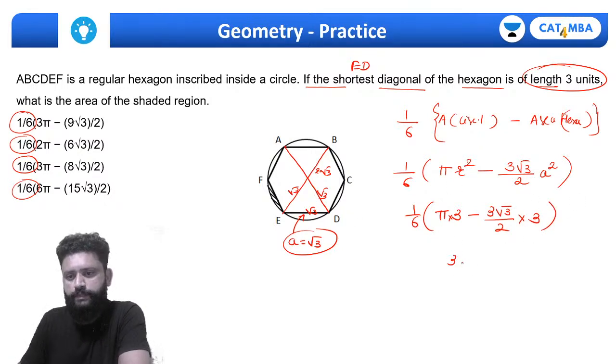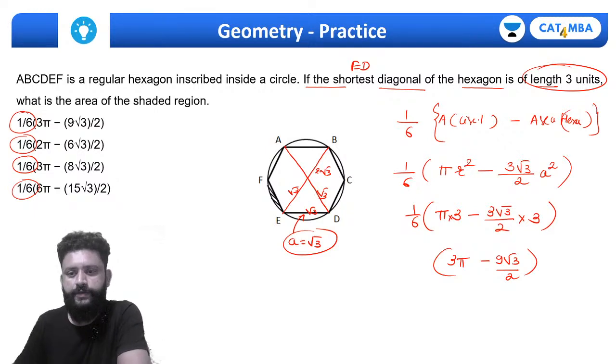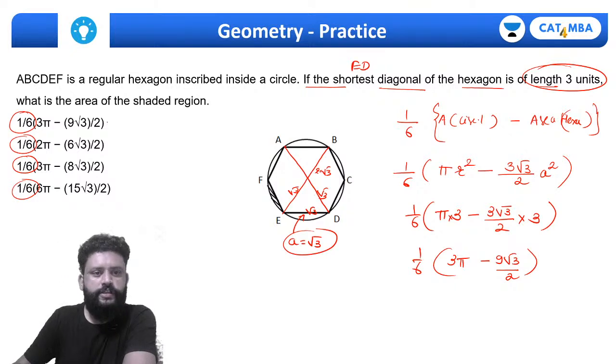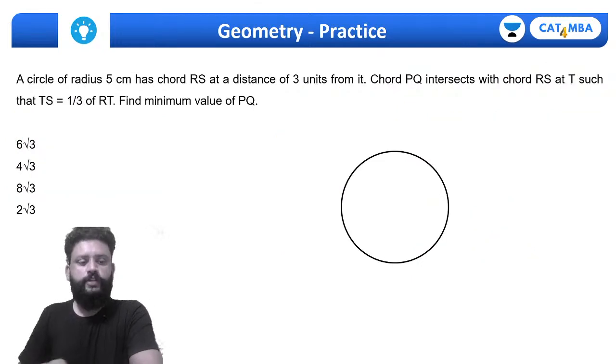So this will be 3 pi minus 9√3 by 2. Pi minus 9√3 by 2, right? 1/6. That's answer option A only. That's the easiest thing. Okay, so let's go to the next question.